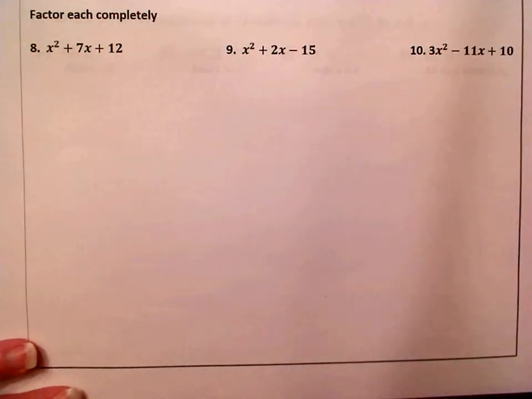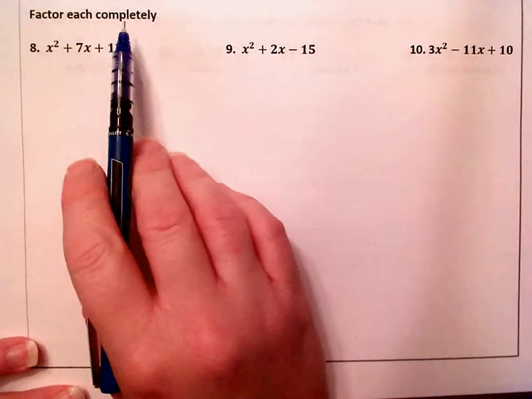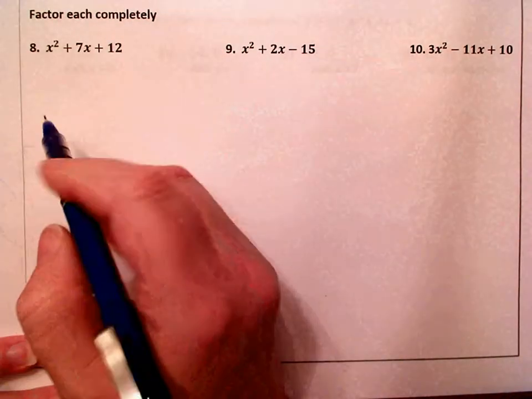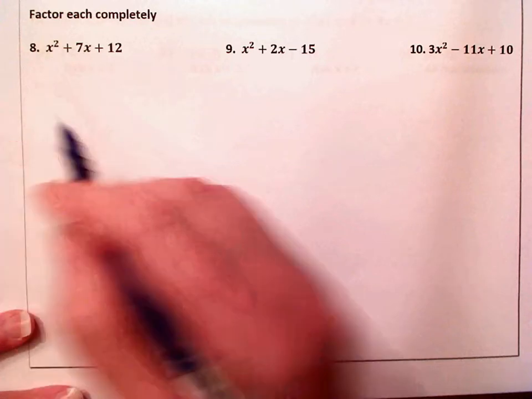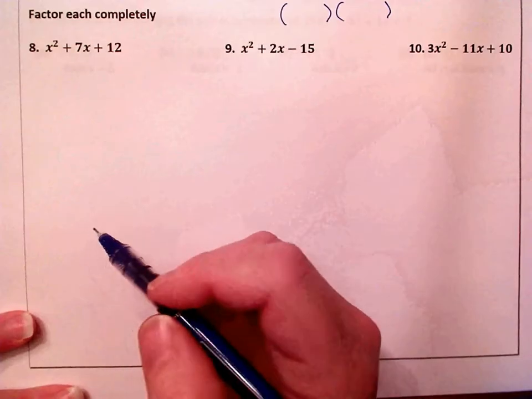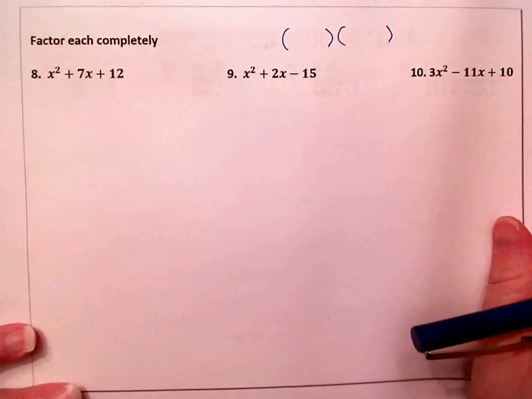On numbers 8 through 10, we're asked to factor each completely. These are all quadratics, so when we factor them, we know we're going to have our answers as a binomial times a binomial. Now there's two different ways that we learn to factor.